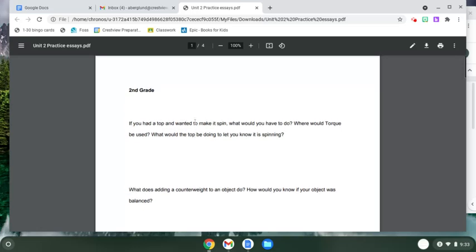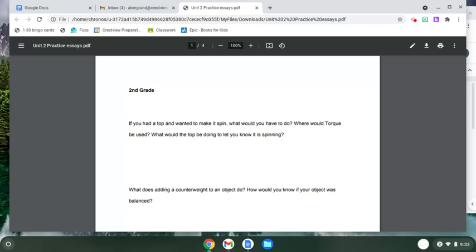So here is your first question right here. If you had a top, remember what a top is, and wanted to make it spin, what would you have to do? Where would torque be used? What would the top be doing to let you know that it is spinning? These are a few ideas for you to think about as you are writing your answer.